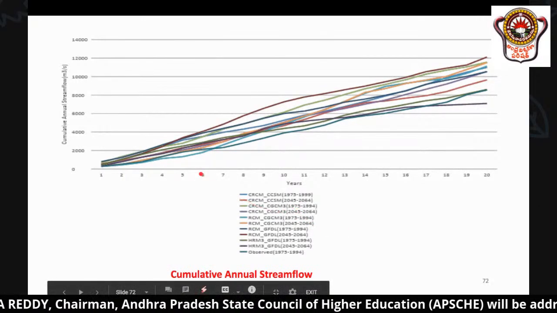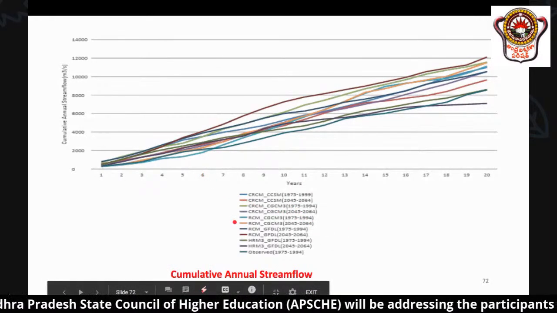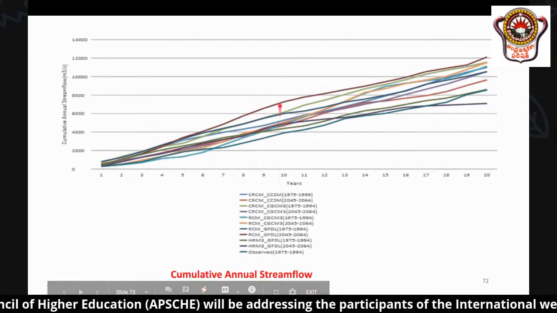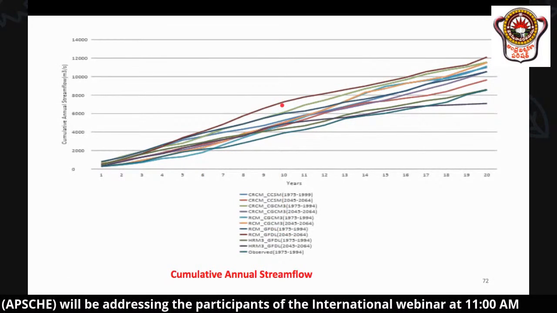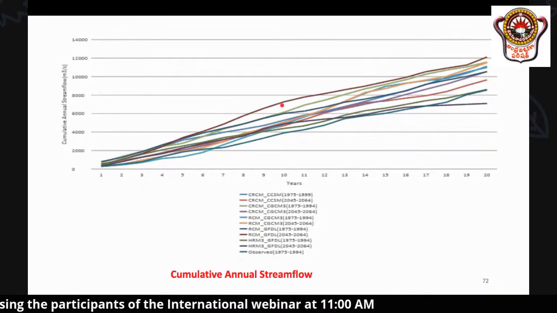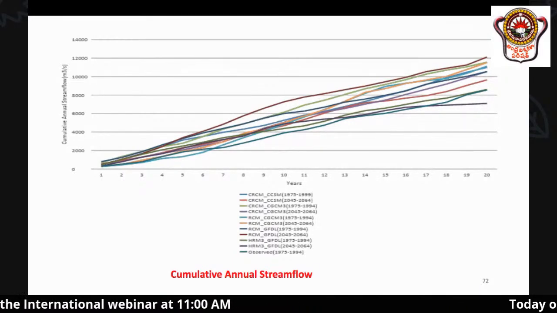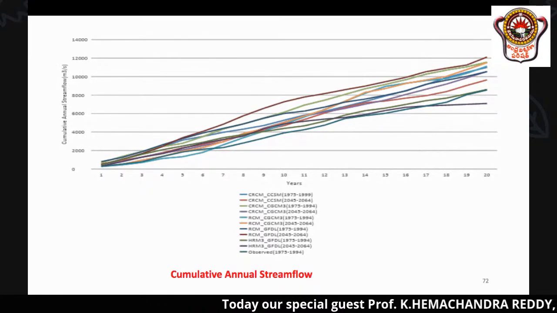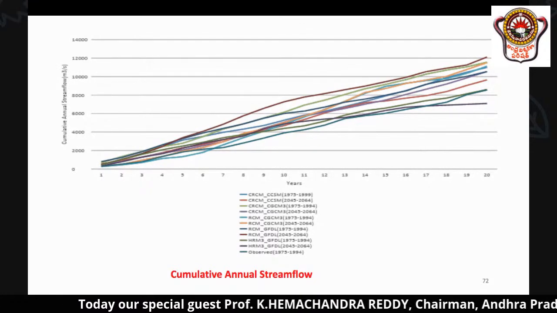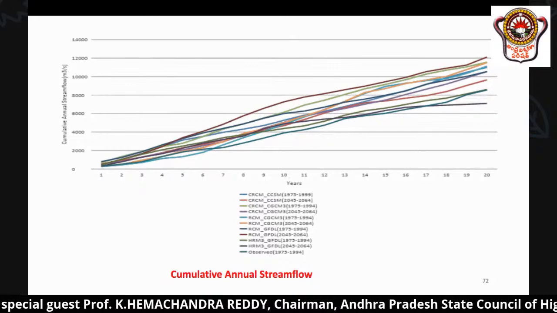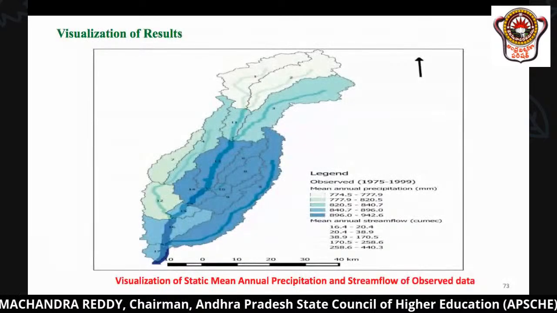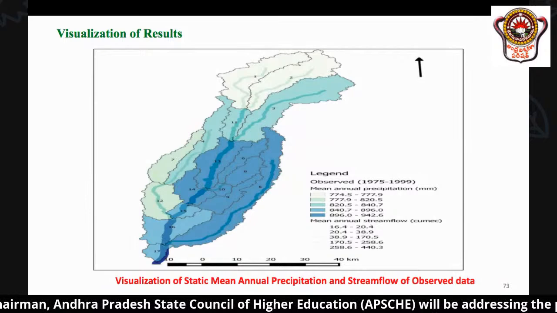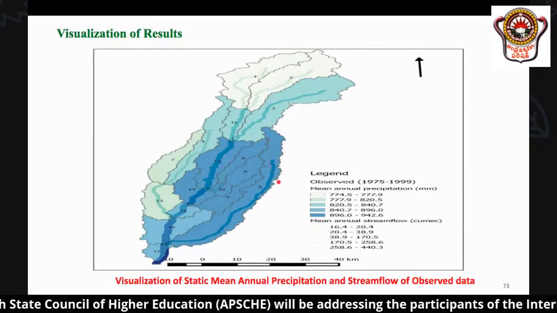So here, the cumulative annual stream flow, if you see, there are future periods also there. When you go on for the future, they are going to flatten. Flattening means the flow, whatever increase you get, may not be so high.